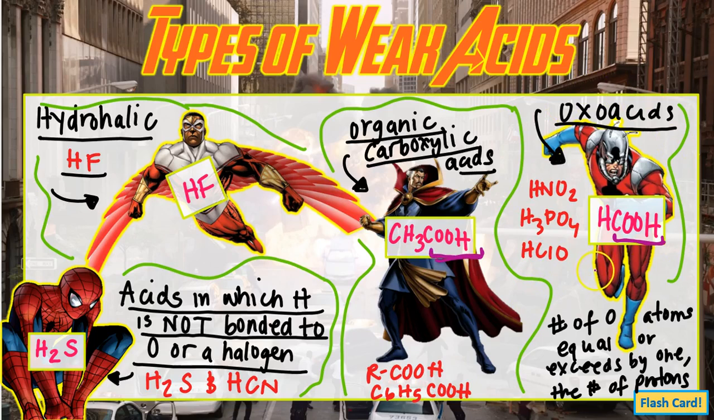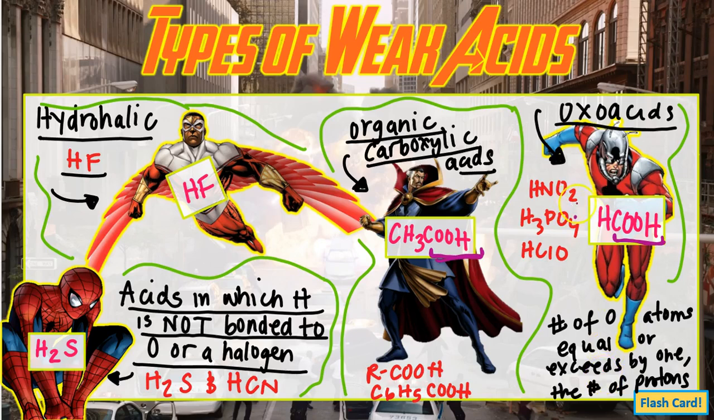I am using an example of HCOOH, or formic acid Ant-Man, okay? And it's pretty funny because, of course, ants in real life release formic acid, so this just worked out perfectly. So formic acid Ant-Man is HCOOH. These are considered oxo acids. That means the number of oxygen atoms is going to equal the number of ionizable protons, or it's only going to exceed by one single oxygen.